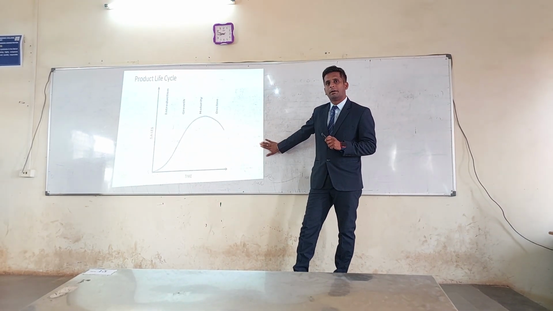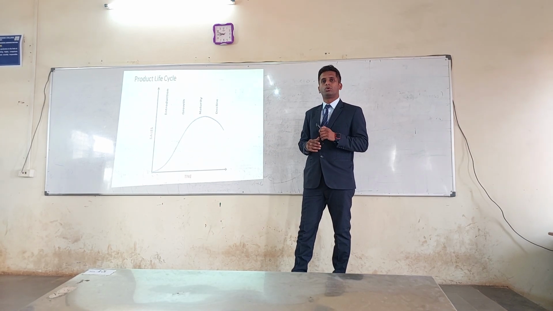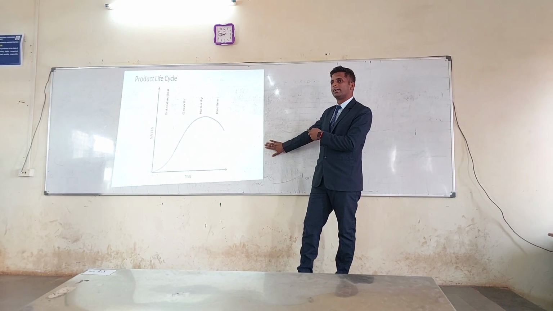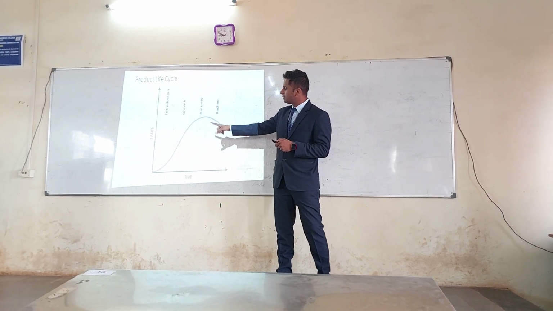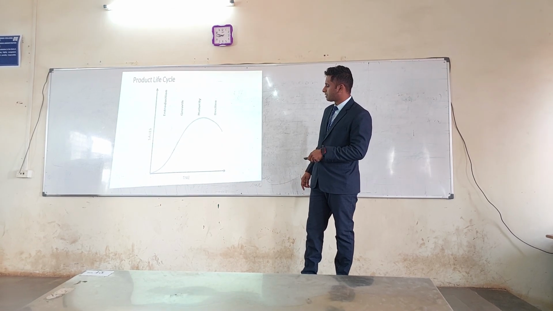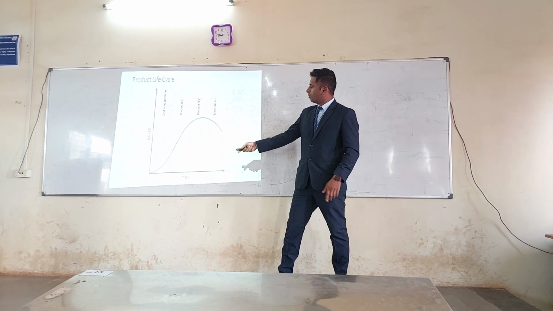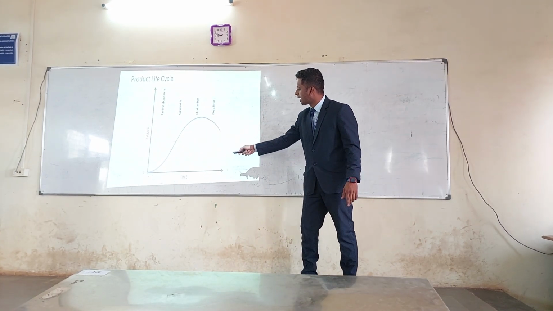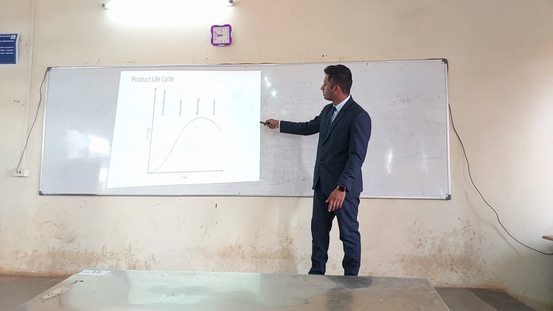This will come in the exam, and whenever they tell you to draw the graph of the product life cycle, you have to draw this. You can take note. As you can see, on the y-axis there is sales, and on the x-axis there is time. What it shows is that, based on time, the sales are rapidly growing and then declining.